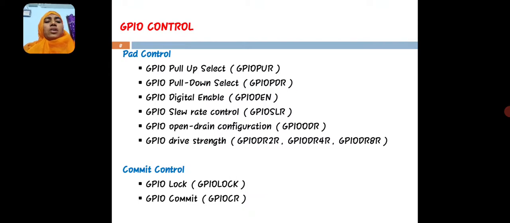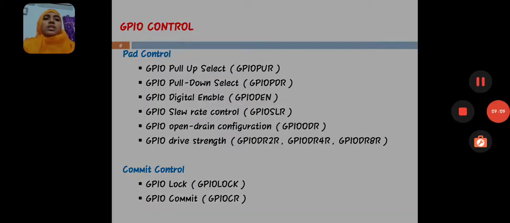The last control register is commit control. Whenever any accidental hardware errors occur, these two pins will operate: GPIO clock and GPIO commit. These are the different types of control registers we have.